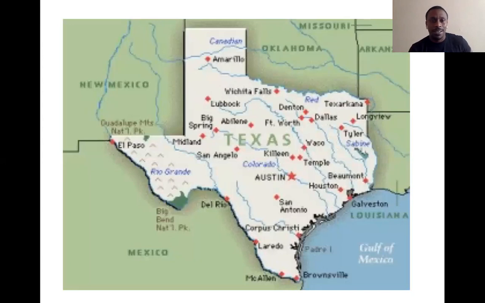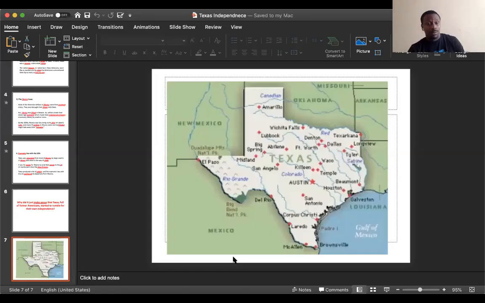Here's a map of Texas. And that'd be it.